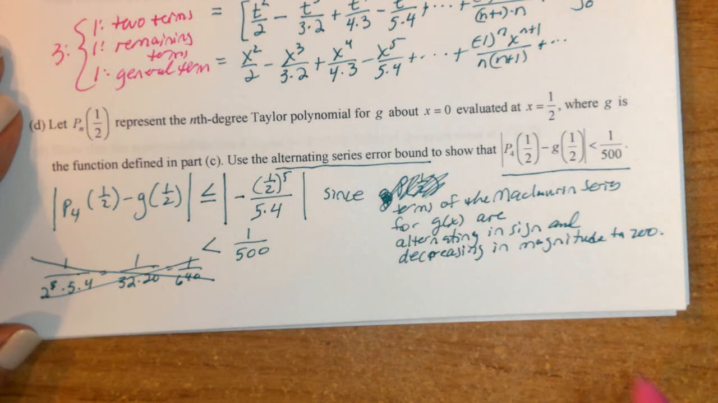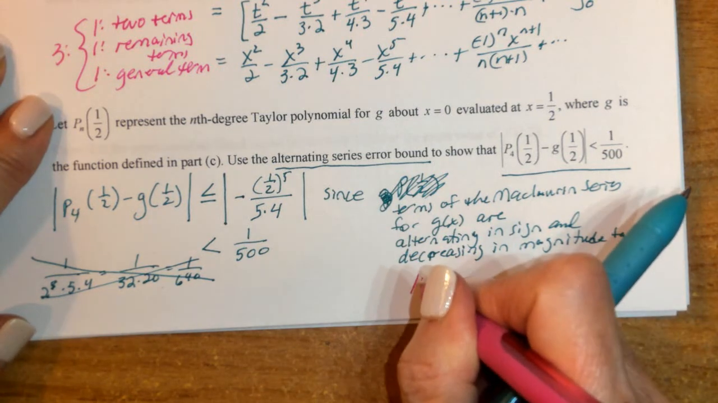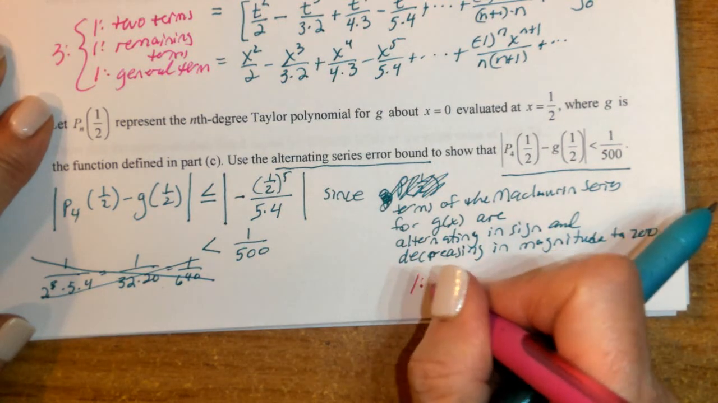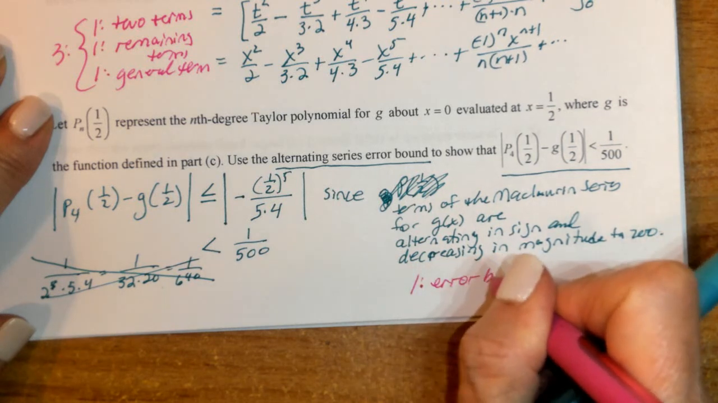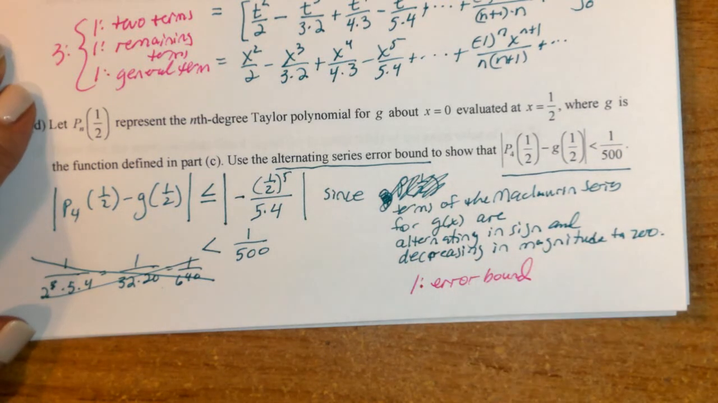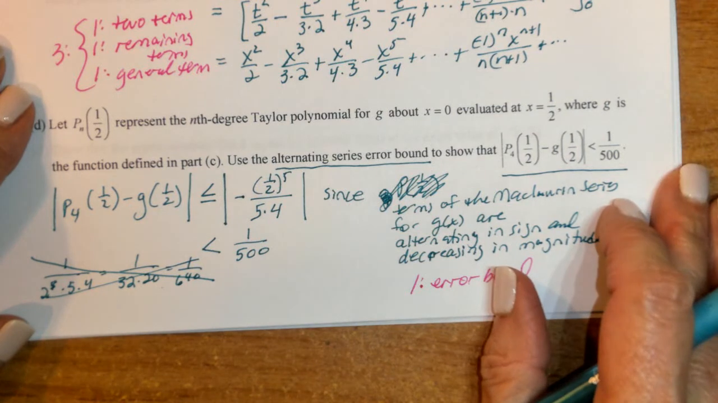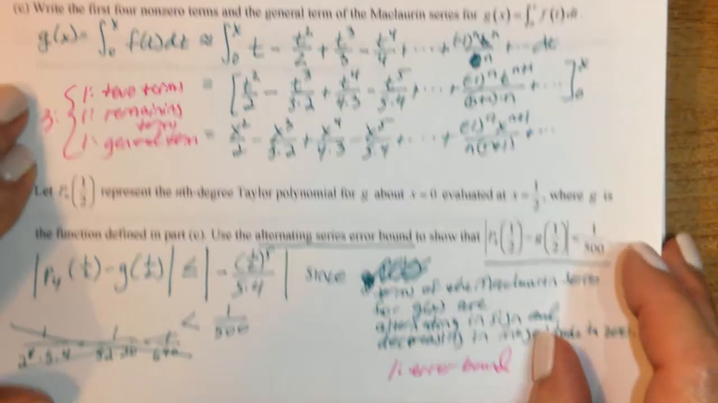That was worth just 1 point. 1 point for the error bound. Just a point. That seems like not enough.